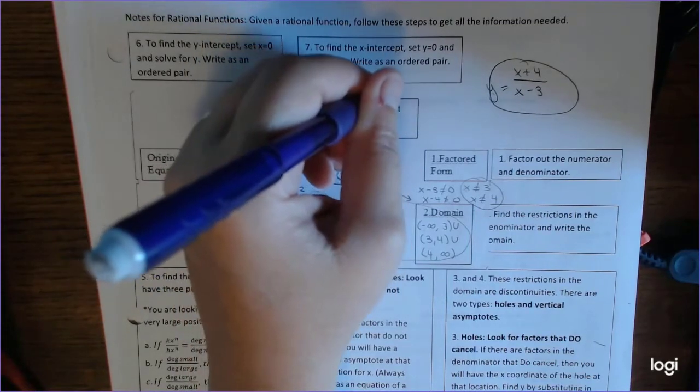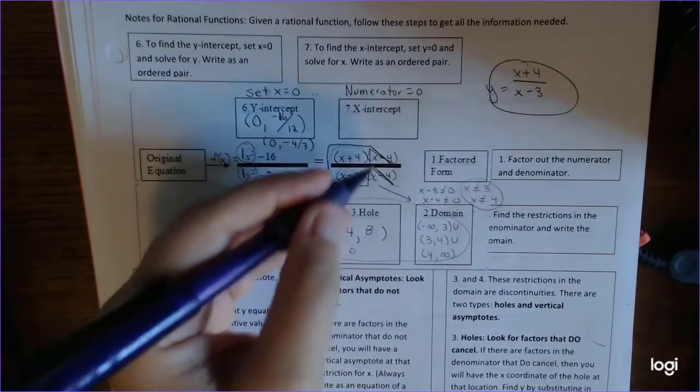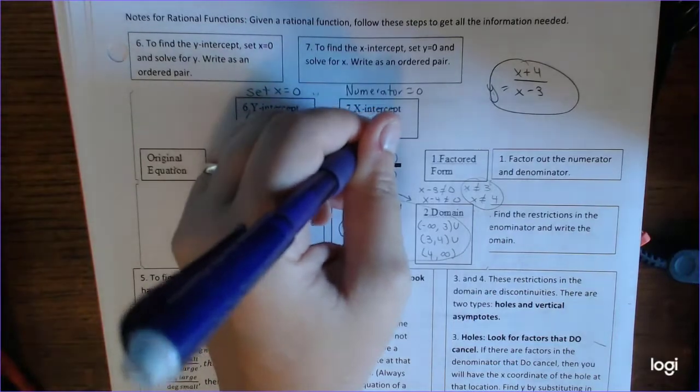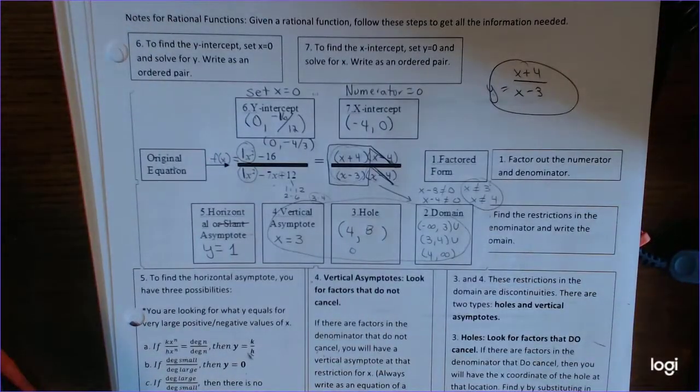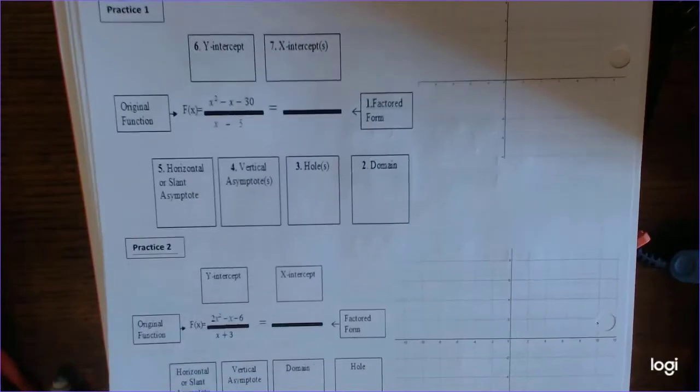Set the numerator equal to 0. So this factor's gone. So x plus 4 equals 0 gives me an x-intercept of negative 4, 0. Okay, that's our first example, and we found all of those points just by looking at the equation. Let's do another one.